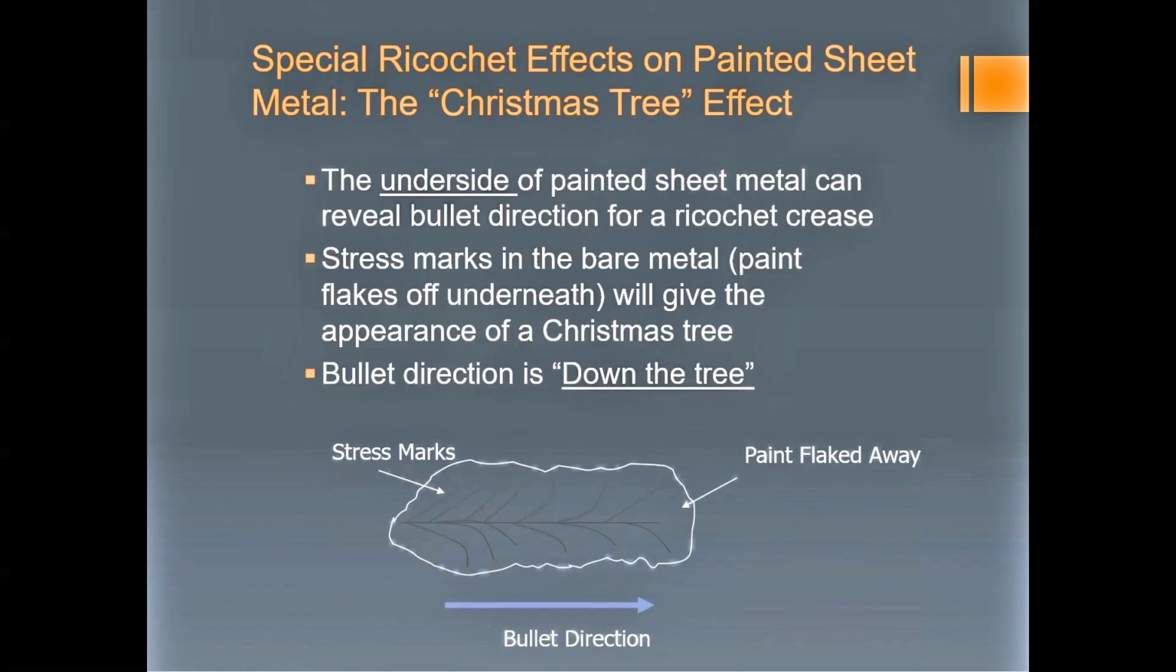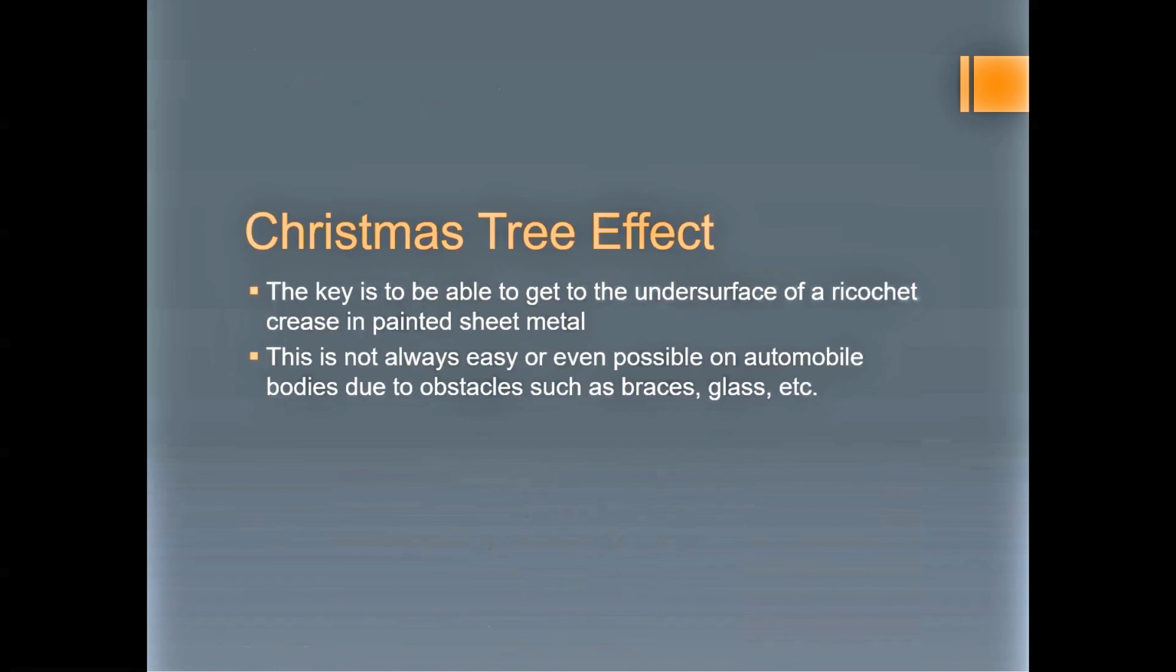And our bullet is traveling from left to right. So the key is to be able to get to the underside of a ricochet crease in painted sheet metal. As you know, it's very difficult sometimes. Sometimes you got to call people in, and the people that have all those tools, like we had in New York City, are some of the best people you're ever going to meet.